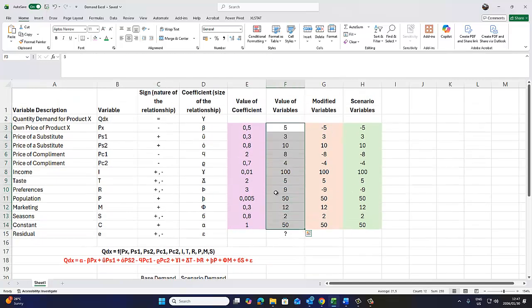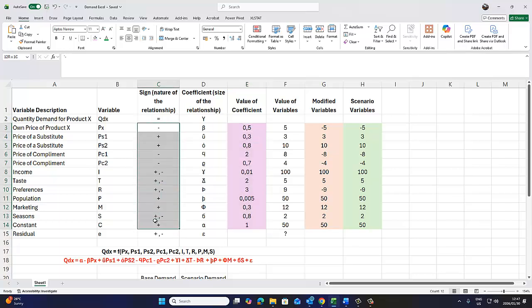Straightforward, nothing to it. Whether we put our minus signs in front of the coefficients or in front of the actual variables, that's neither here nor there. They all should work out to the same number.